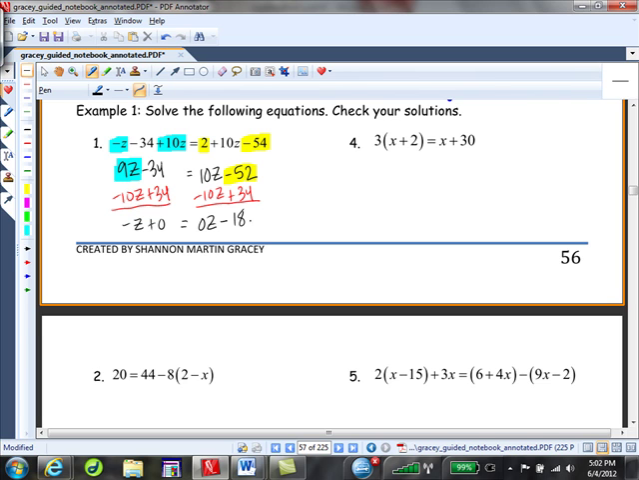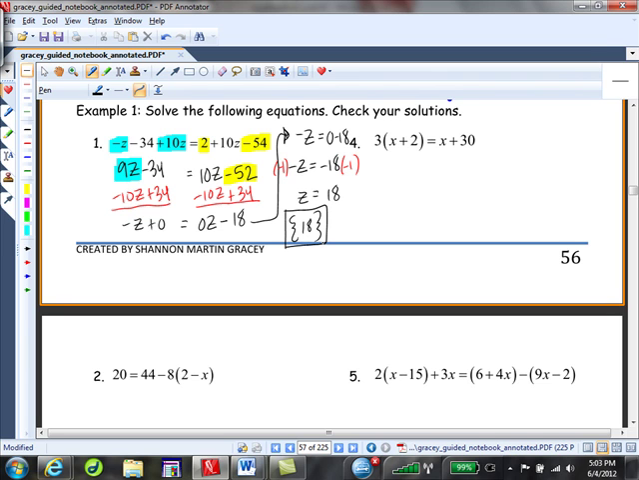Now this will give us a result of negative z is equal to 0 minus 18. Negative z is equal to negative 18. And if I multiply both sides by negative 1, I'll get a positive 1 in front of the z. I don't want the opposite of z, I want z. So z will equal positive 18, and we're done. How'd you do? Awesome. I knew you could do it.